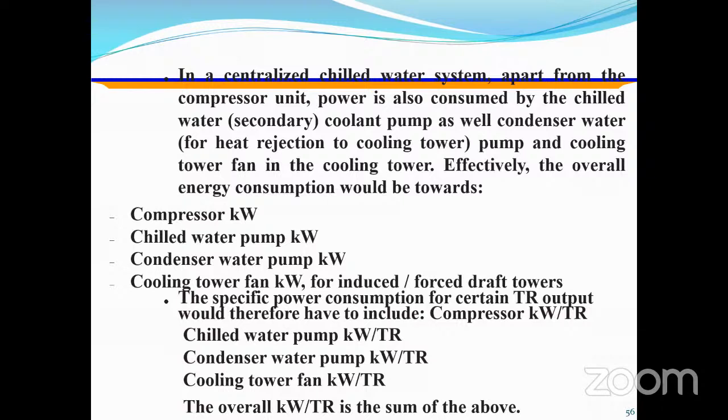The specific power consumption for a certain TR output would therefore have to include compressor kilowatt per TR, chilled water pump kilowatt per TR, condenser water pump kilowatt per TR, and cooling tower fan kilowatt per TR. The overall kilowatt per TR is the sum of the above. So if you say the specific power consumption of an AC plant, it includes all the equipment.